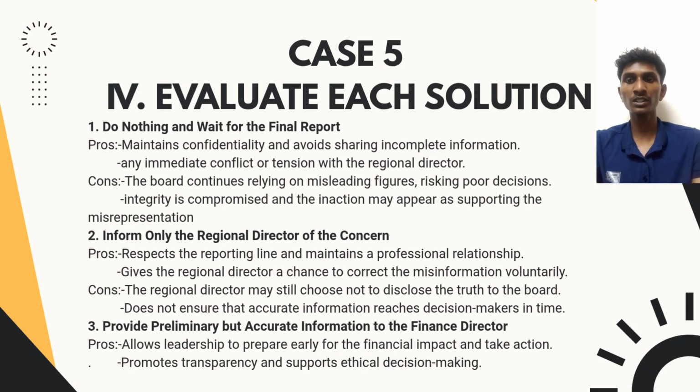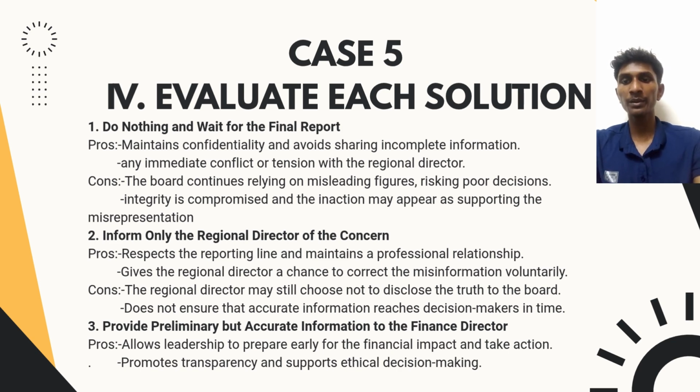Option 2, inform only the regional director of the concern. In this option, we speak privately to the regional director about this issue. The pros are that it respects the reporting line and helps maintain a good professional relationship. It also gives the regional director the chance to correct the mistakes voluntarily. But the cons are that the director may still choose not to correct the information, and this option does not guarantee that the board will receive accurate information in time.